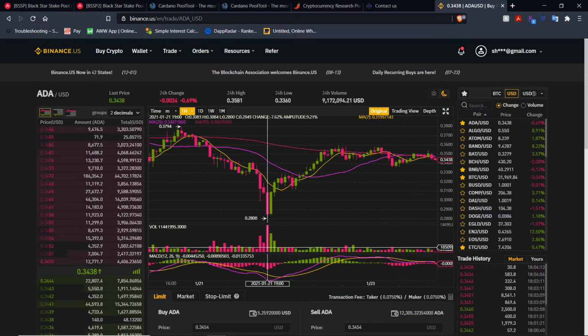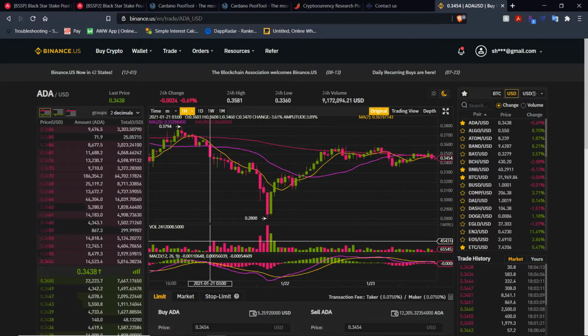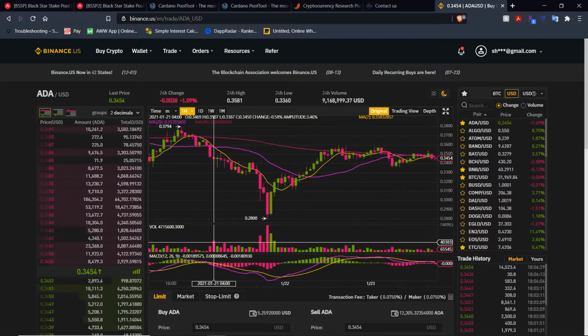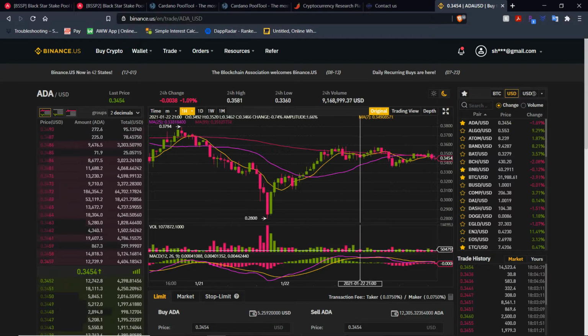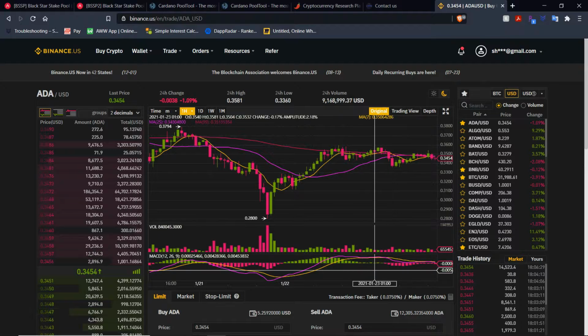Down here, these bars underneath are considered volume. So this is the volume, the number of ADA that's purchased, and in this case, per hour. As you can see, the volume is starting to diminish somewhat. That could be a good thing. That could be a bad thing. We're not too certain right now, but what is an indication is the trend in the volume.